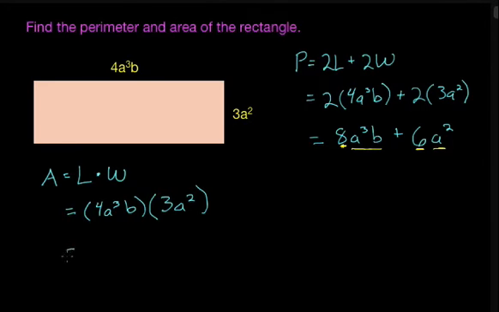So rearranging the terms in my head, because I know multiplication is commutative, we've got 4 times 3, that's going to be 12. We've got a cubed times a squared, it's just a to the 3 plus 2, so that's a to the 5th. And then we just have a b, it's just there, so we're just multiplying it by 1. And so that's 12a to the 5th b. And there's our area, and there's our perimeter. So these are your answers.